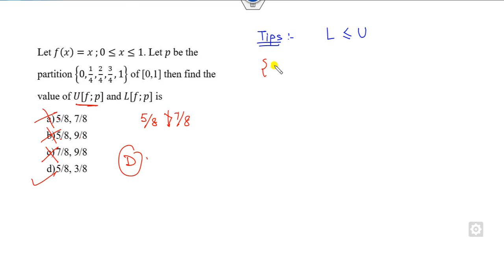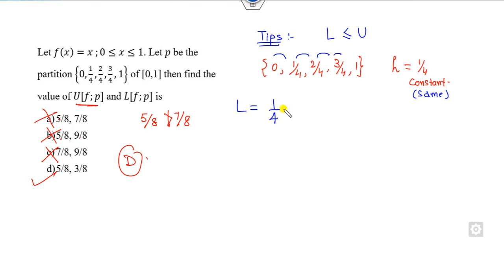Otherwise you can calculate it, because the partition is given to you, 3/4 and 1, and you can see the step size is 1/4, which is constant in each case. Constant means that it is the same. Then how can you find the lower sum? I can take 1/4 outside and take the sum of the first 4 numbers. What is that? 6/4, so clearly it's 3/2. So 3/8. Lower sum is 3/8, the only option.